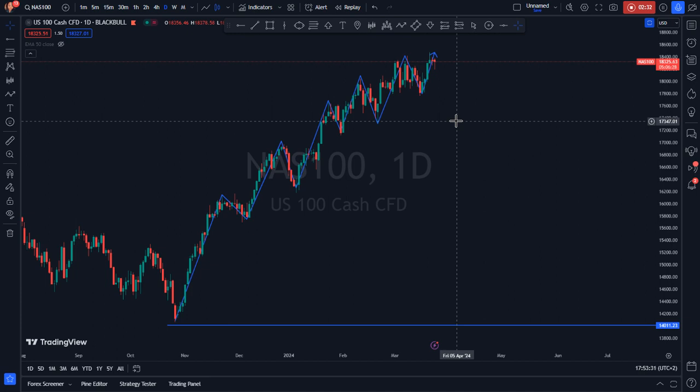If you find that you are in an impulsive phase of an uptrend, the only thing you'll be looking for in the lower time frame, you already know, is what? Continuation patterns. That is the only thing that you'll be looking for.